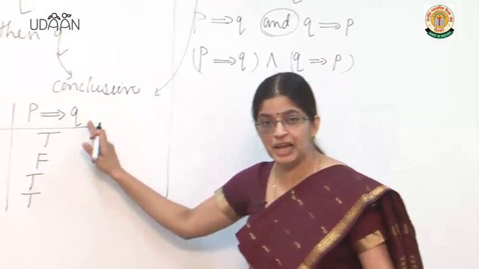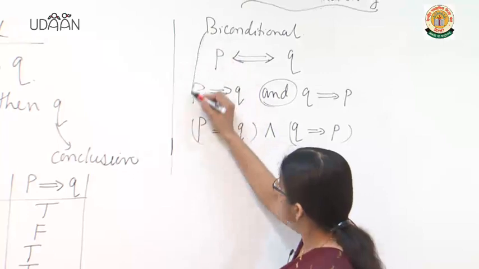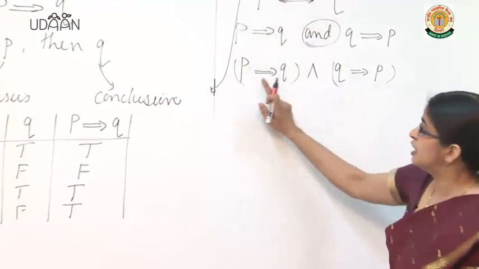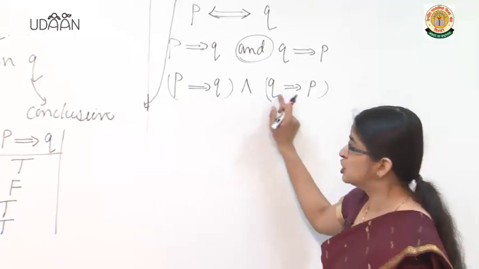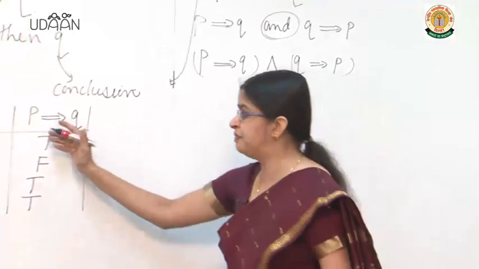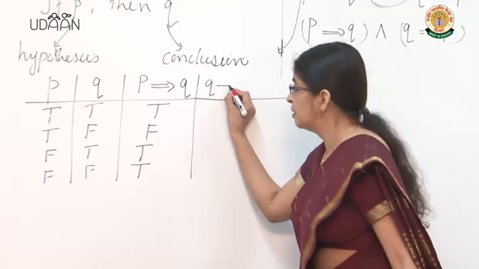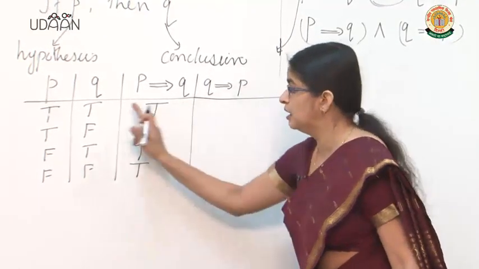Already we have P implies Q. Now, I will make the truth table for the biconditional statement here itself. What is a biconditional statement? P implies Q and Q implies P. Already we have P implies Q here. I will make it for Q implies P.